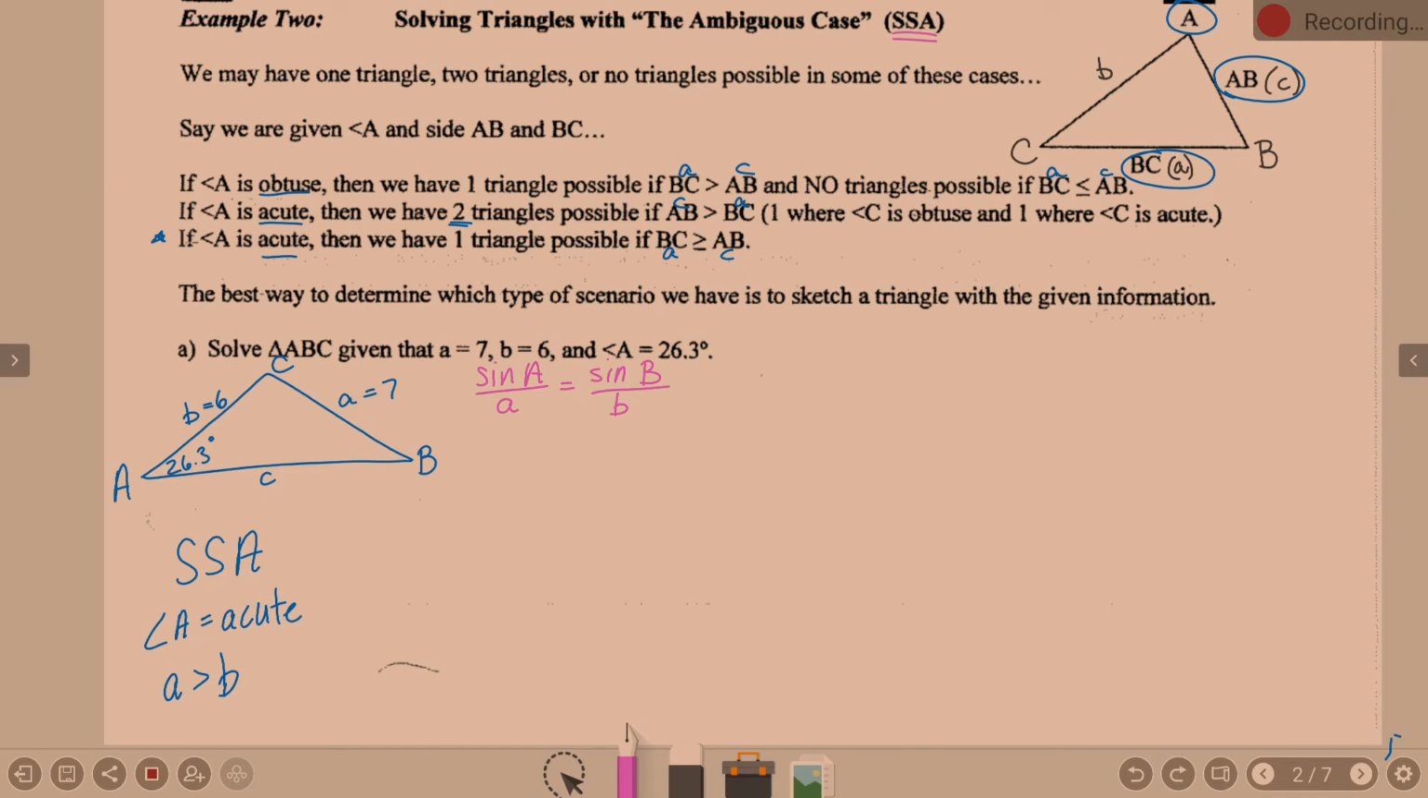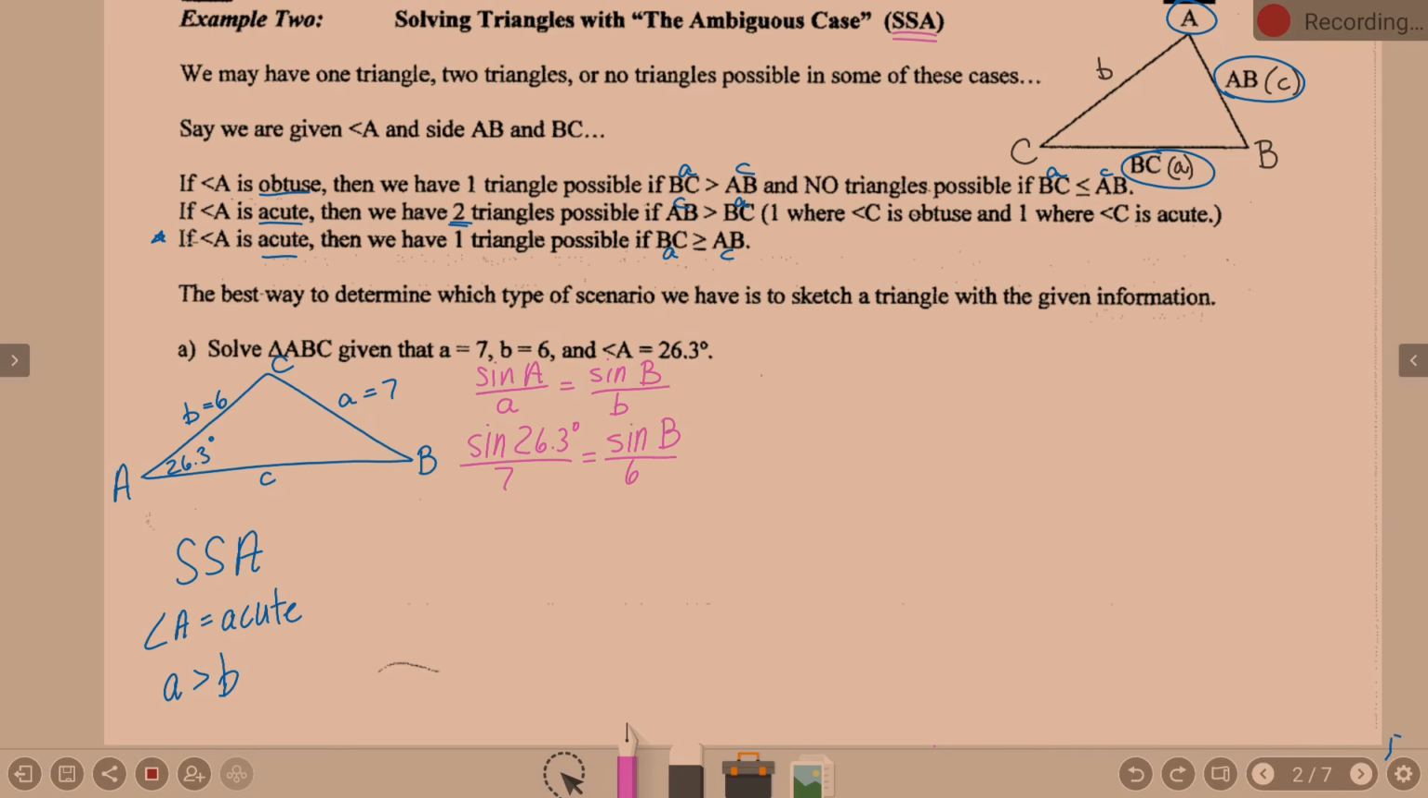I'm going to plug my numbers in. Sine of 26.3 degrees over 7 is equal to sine of angle B divided by 6. Okay, are we okay with the setup?